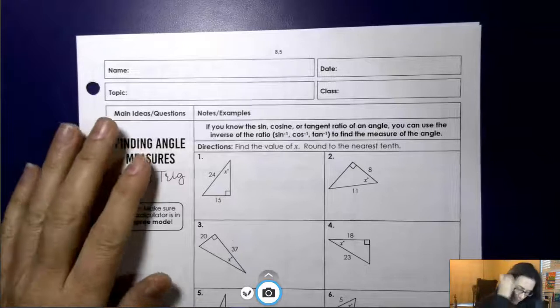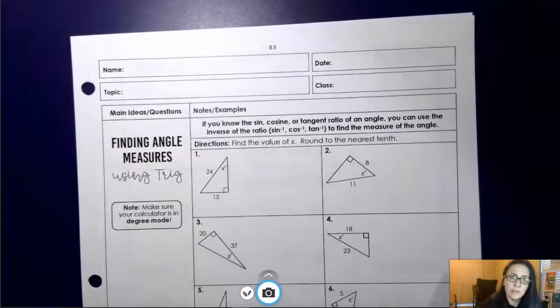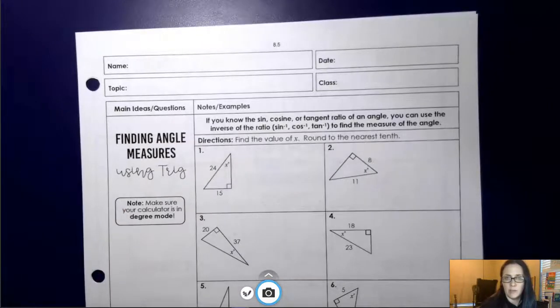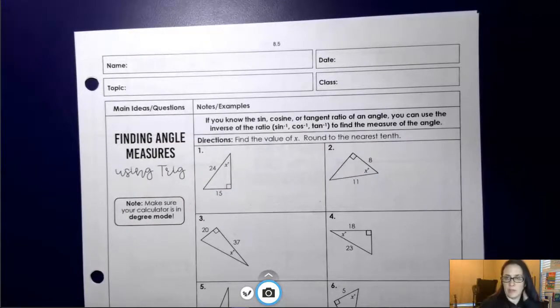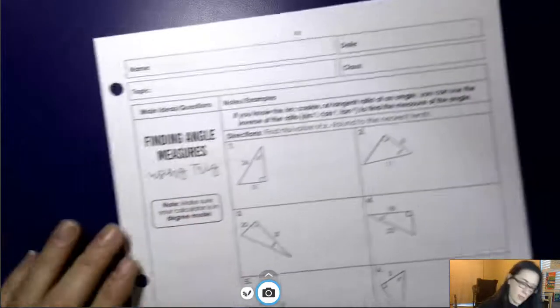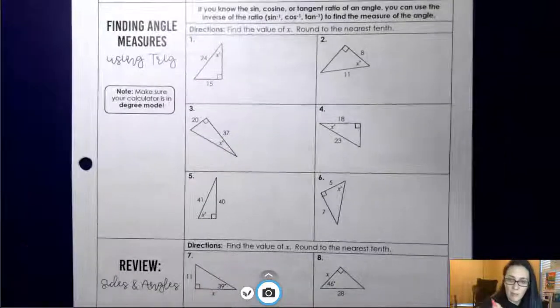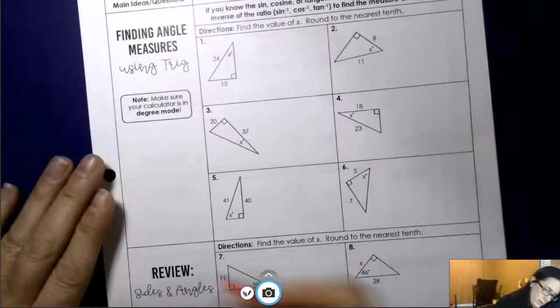We are doing 8.5 today, which is page 54 in your notes. It's more trig, and this time we're going to go in the reverse. Last time we were looking for ratios of the sides. Now we're going to use those ratios to find angle measures. So you want to know your trig, so if you have it memorized, write it down before I do.